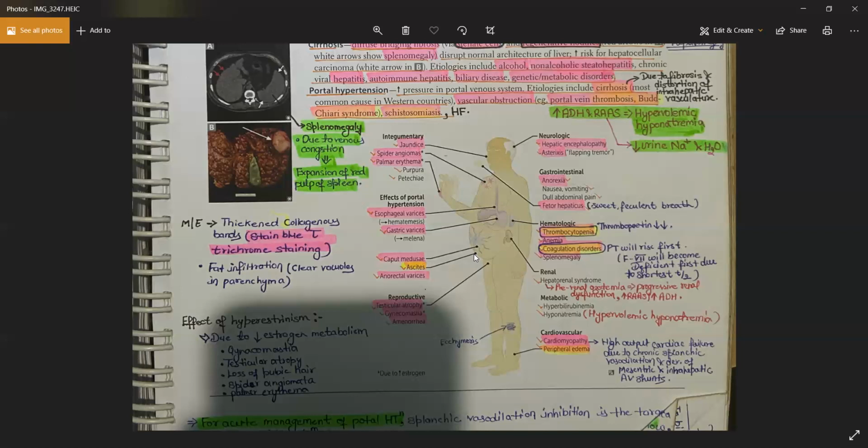Because of this leakage of the fluid, you will have a low volume in the circulatory system, right? And as a result, the RAS system will get activated. The ADH will also get activated, because hypovolemia is an important stimulating factor for ADH secretion. So you will get high ADH levels and high RAS levels, right? They will further promote free water absorption and sodium absorption. That can lead to hypervolemic hyponatremia.